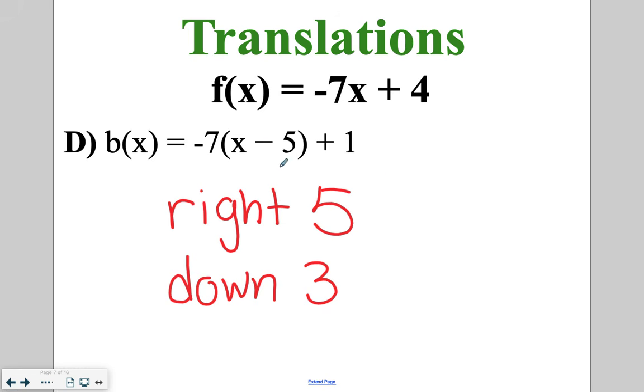In this case, you are moving right 5 for the negative on the inside, and then down 3 to get from 4 to 1.